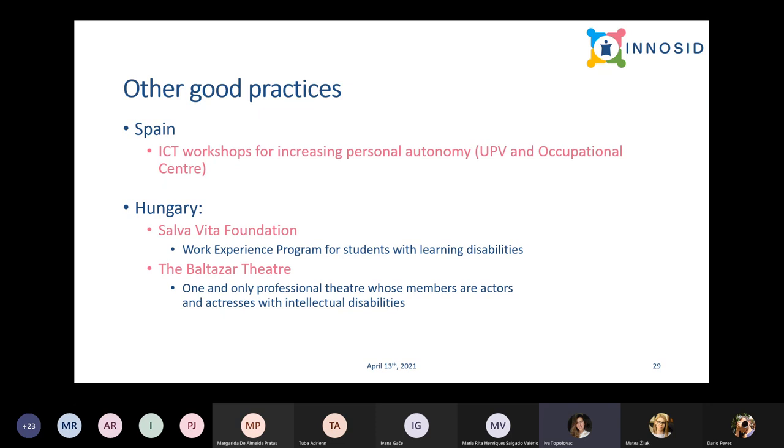And one more good practice I will mention is the Baltazar Theater, which is the one and only professional theater whose members are actors and actresses with intellectual disabilities. And there is another fun fact, which is the disability-friendly workplace recognition, which is actually founded by the Salva Vita Foundation, Ministry of Human Resources, Hungarian Association for Excellence, and American Chamber of Commerce. This award is meant for companies that demonstrate an outstanding commitment for employing people with disabilities. It has dual aims. Using the award logo, it supports bringing together people with disabilities and potential employers. And on the other hand, it rewards employers who are committed to best practices regarding disability in the workplace.